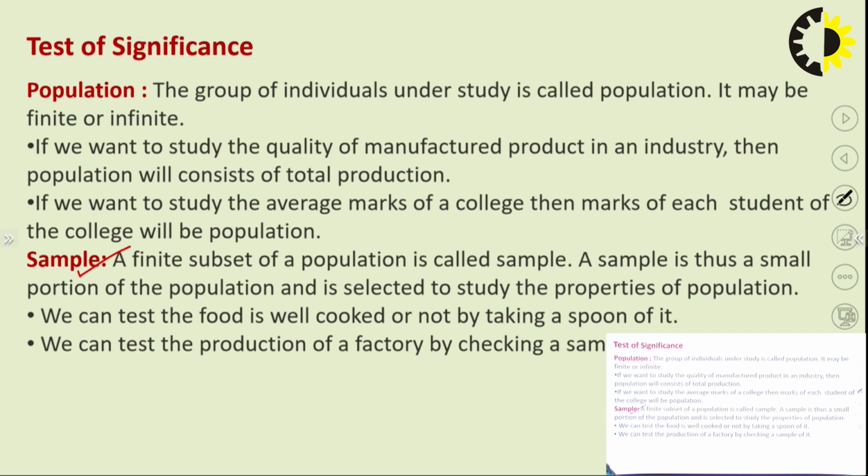For example, we can test whether the food is well cooked or not by taking a spoon of it instead of eating the entire food. Similarly, we can test the production of a factory by taking a sample of it instead of testing each and every unit of the production.